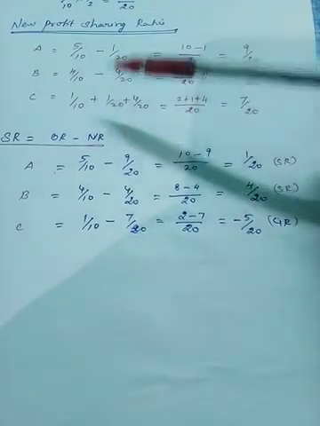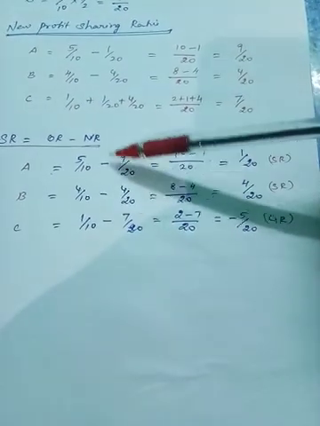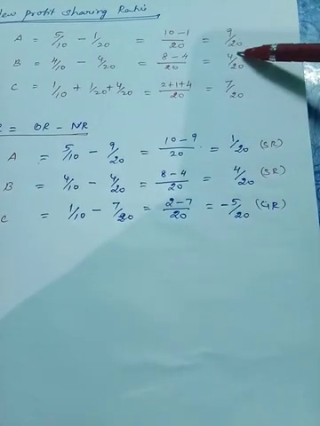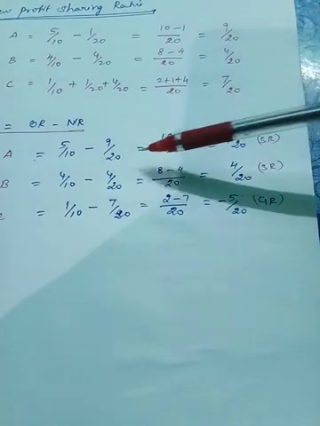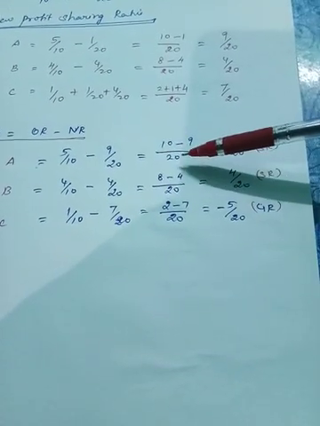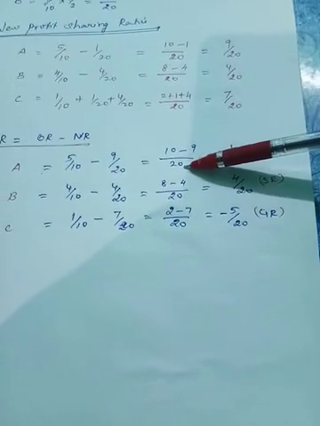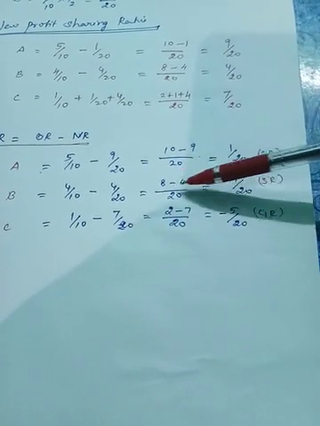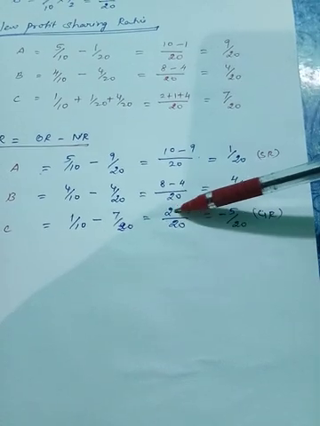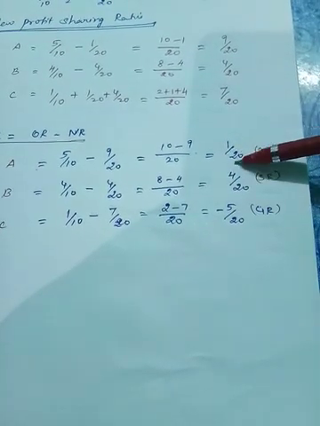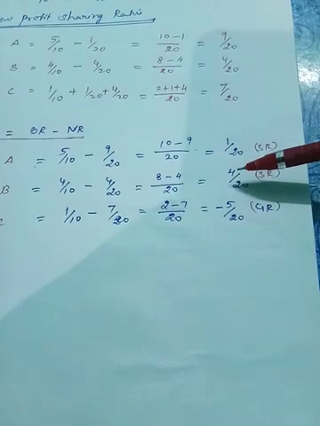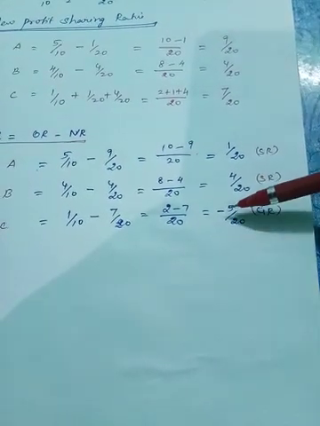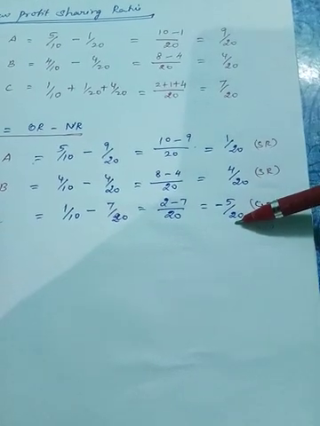Now you are going to find the sacrificing ratio. Sacrificing ratio equals old ratio minus new ratio. Old ratio you know very well. New ratio you already found, 9 by 20, 4 by 20, 7 by 20. Now find the answer. Take LCM 20 as denominator, then 10 minus 9, 8 minus 4, 2 minus 7. So A sacrifices 1 by 20, B sacrifices 4 by 20, C gains 5 by 20.